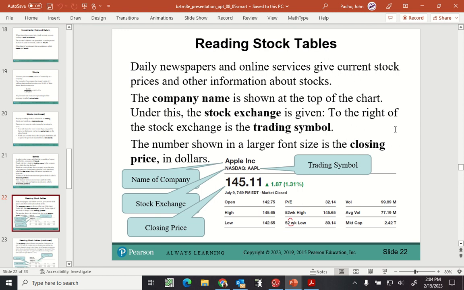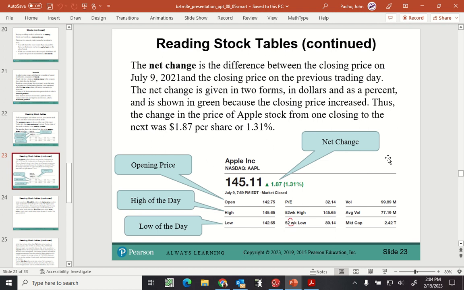That's good. All right, so the next one, net change is the difference between closing price and opening price. Okay, previous trading day, right here. That's what we have. The net change is in two forms, dollars and as a percent. That's my net change. Opening price is there. High of the day. So the highest it got up to today is 145.65. The lowest it traded today is 142.65. So it fluctuates all day long because people are buying and selling.